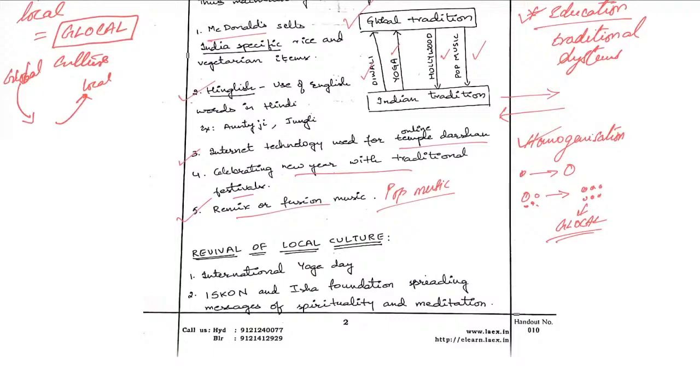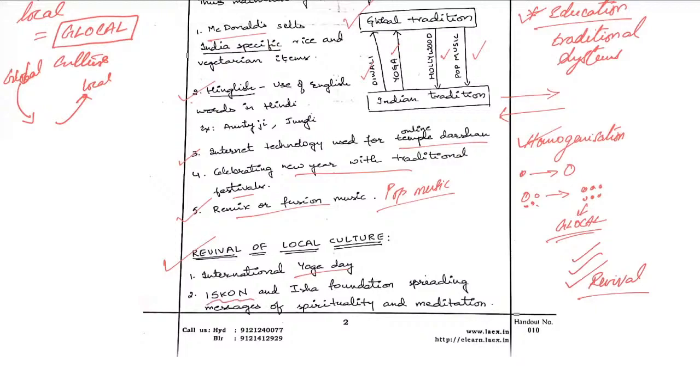And another idea, the next idea is revival of local culture. So while some have become homogenized, some areas of culture have become global, some areas of culture are stiffly resisting globalization, or rather they are reviving themselves, they are not changing. What are these? For example, Yoga Day. This is an example of reviving our old cultural practices in the name of using the new aspects.